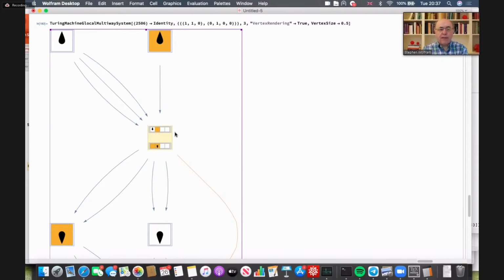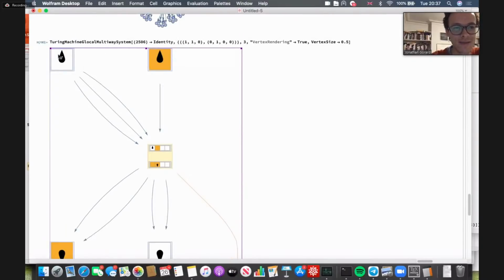Oh, but wait a minute. I see. So the problem is in the rendering here. The fact that there is a head on that white square is not right for most of the white squares. So it's showing the right head state, but the head is not located necessarily on this square.